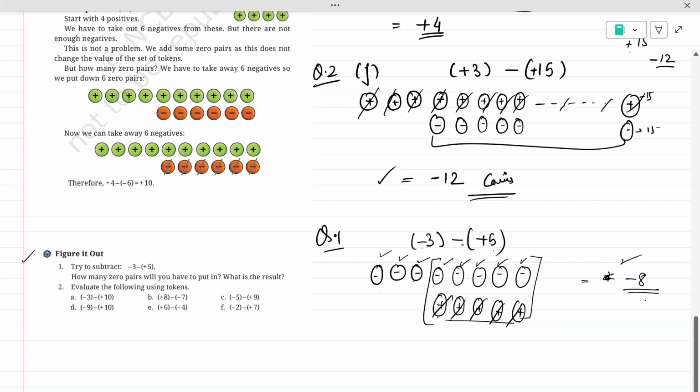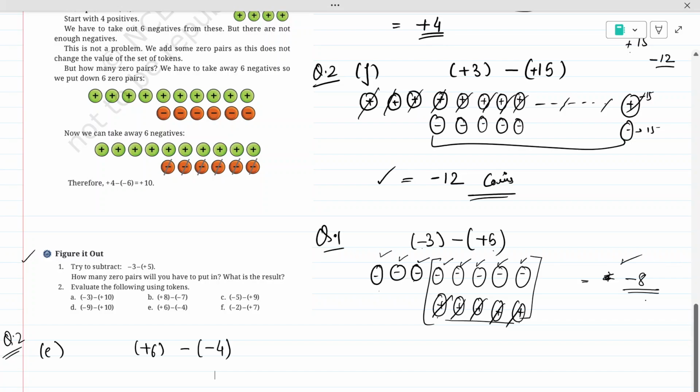Okay, easy. We had minus 3, we added 5 pairs because we didn't have plus 5 tokens, so we are adding the pairs. Then we are subtracting this plus 5 because now we have plus 5 with us, and the remaining are the 8 minus coins. Okay, so all these are similar questions. Get from question number 2 also. I am picking E part. We have plus 6, subtract minus 4 from this.